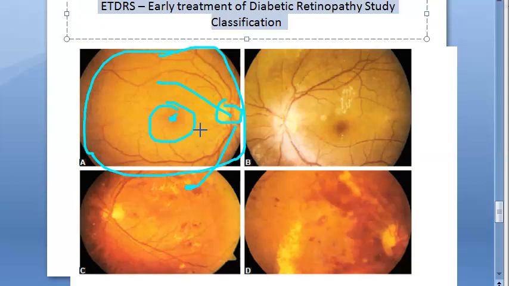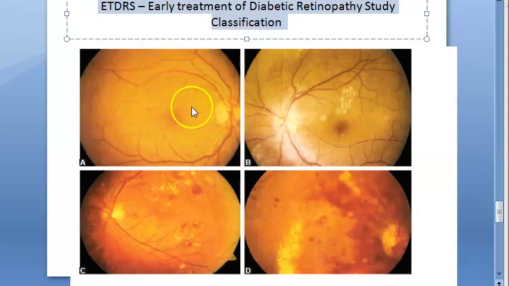So they are telling this has mild NPDR. So basically at least one microaneurysm, if it is there, then it becomes mild. Can you see any microaneurysm here? So if there is at least one microaneurysm, then it will become mild NPDR. Now let us move on to moderate. This one they are saying is moderate NPDR.